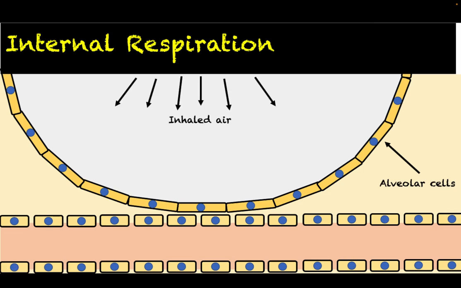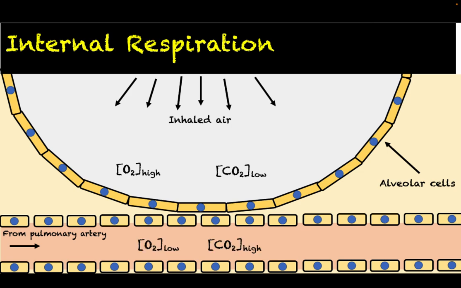So with external respiration, we breathe inward, we fill this alveolus with inhaled air, and that air that we just breathed in should have a high concentration of oxygen and a low concentration of carbon dioxide. This blood that is entering the nearby capillary, coming from the pulmonary artery from the right side of the heart, has a low concentration of oxygen and a high concentration of carbon dioxide. So exactly the opposite of what we see in the alveolar air.